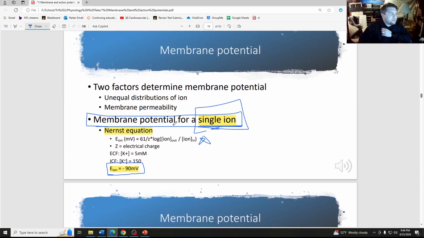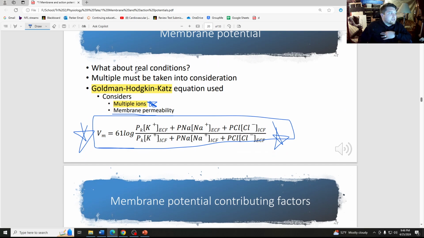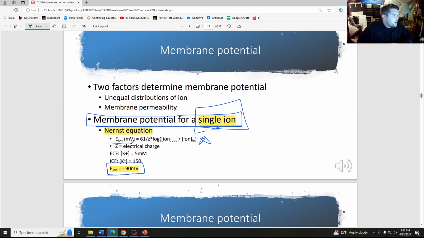So the single ion equation is the theoretical, and this is the real conditions in the real world. We have all of these different ions inside and outside of the cells, and this big old honking equation is what's going to give us the real membrane potential, the difference in charges comparing the inside to the outside of the cell.